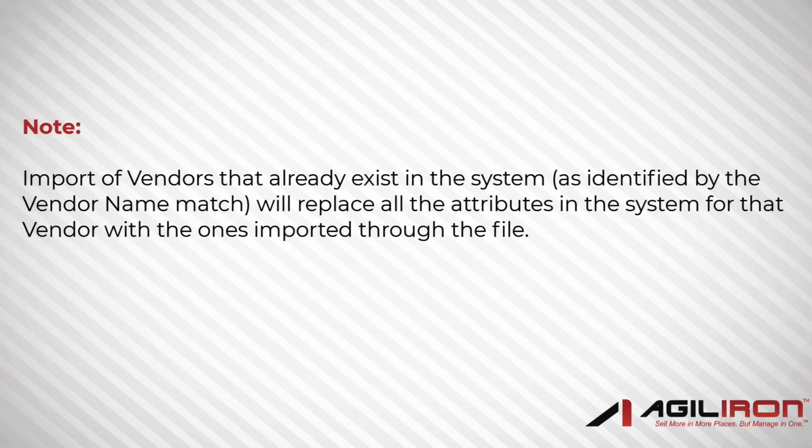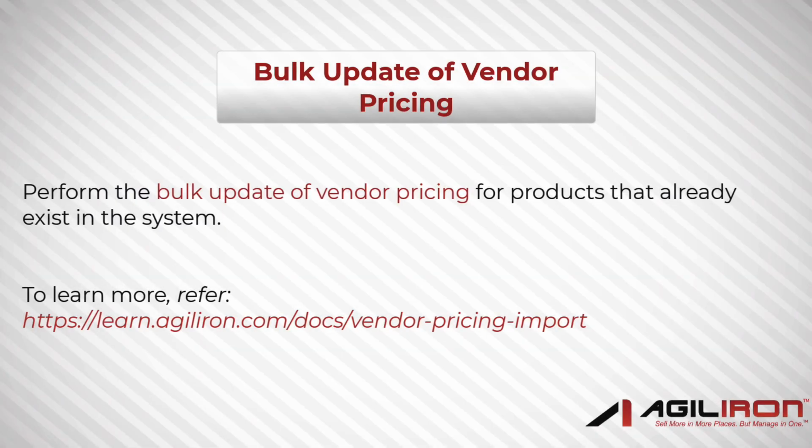Note: import of vendors that already exist in the system, as identified by the vendor name match, will replace all the attributes in the system for that vendor with the ones imported through the file. With Agiliron, you can also perform the bulk update of vendor pricing for products that already exist in the system. To learn more about this feature, refer to the Vendor Pricing Import User Guide posted in Agiliron's Learning Center.